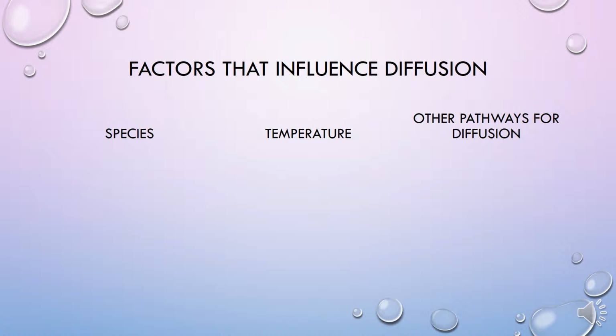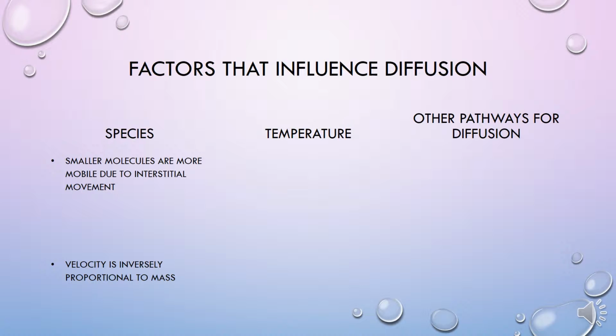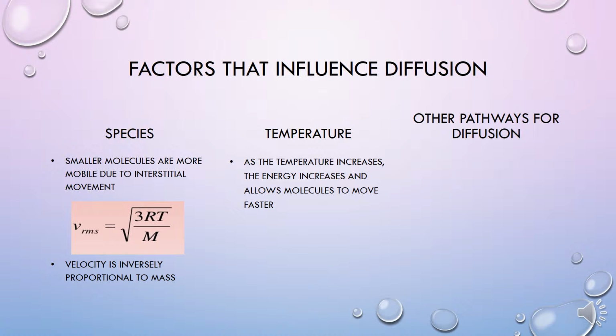Now we're going to go over some factors that influence diffusion. We have species, temperature, and other pathways for diffusion. Starting with species, we can see that smaller molecules are more mobile due to interstitial movement. From this equation, we can see that velocity is inversely proportional to mass. For temperature, as the temperature increases, the energy increases and allows molecules to move faster. Here's a graph of the diffusion coefficient versus temperature. We can see as temperature increases, so does the diffusion coefficient.